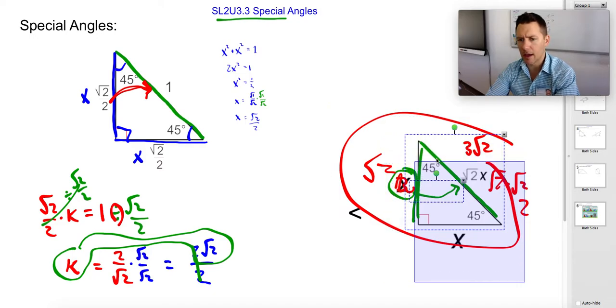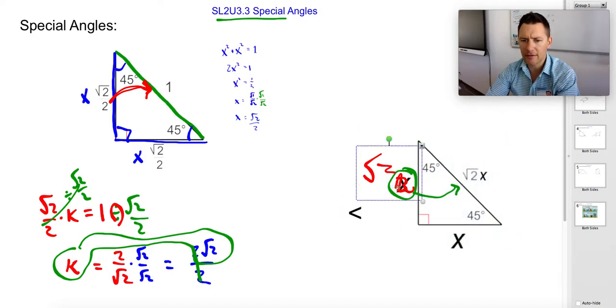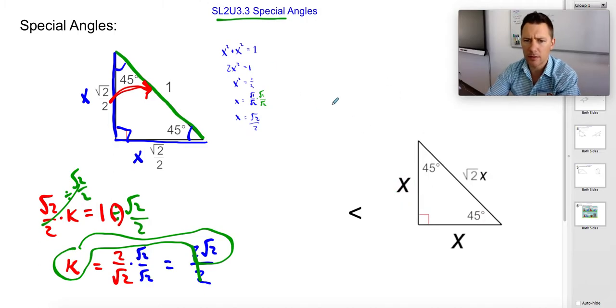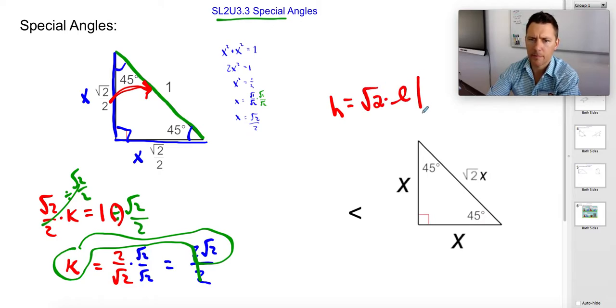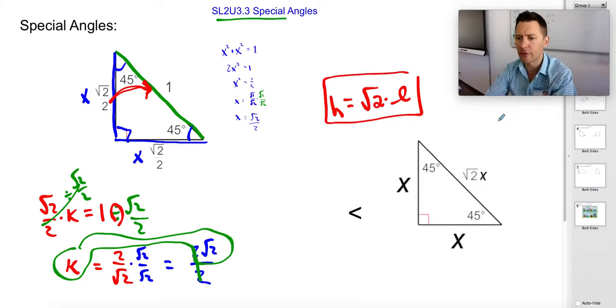But I want you to know that if you take the short side, the hypotenuse in the 45-45-90 is always root 2 times the leg. Sometimes that's how I write it to remember it. Okay, and this is in a 45-45-90.